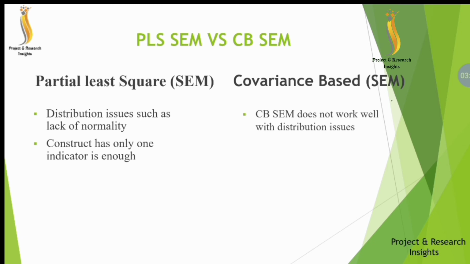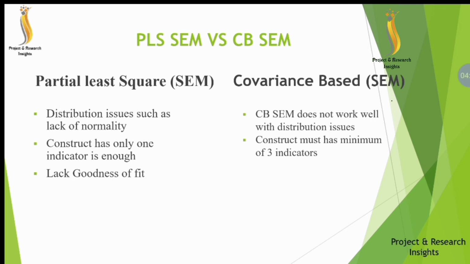PLS-SEM: when the construct has only one indicator, that is enough. However, it does not mean that we go only for one indicator, but one indicator is enough. On the other hand, in covariance-based SEM a construct must have a minimum of 3 indicators. If the indicators are fewer than that, covariance-based SEM will not treat that construct very well.